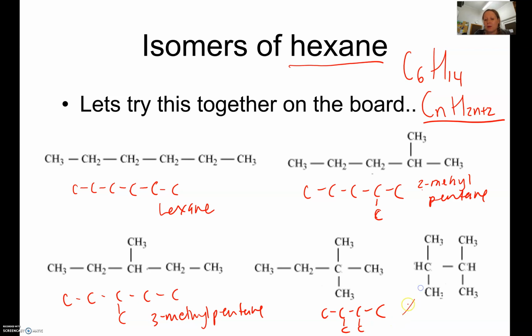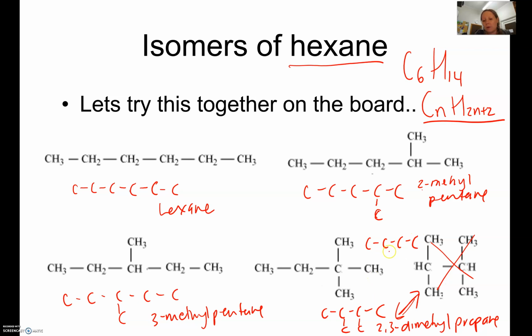So actually this is the one I'm doing here. They've drawn this one really weird. That's just not how I draw it. This is how I draw it. You can see here you've got 2 branches, and this one would be 2,3-dimethylbutane. Okay, so then we can still see if we can do another one with 4 carbons.